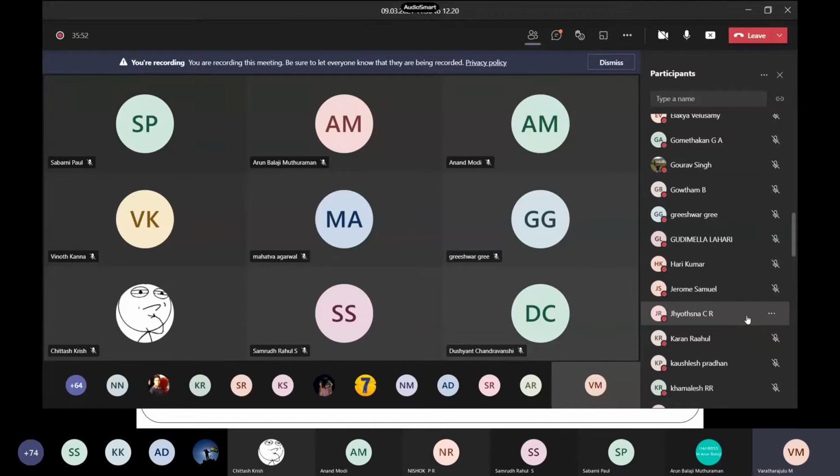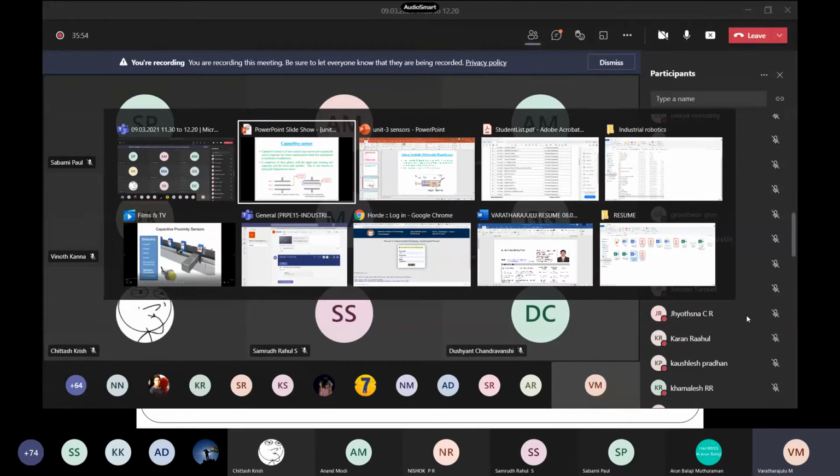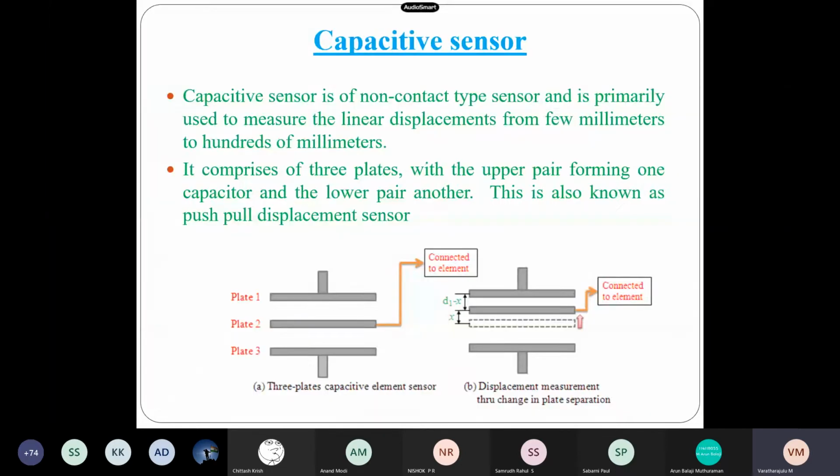And I think we'll come back to the capacitive sensors. This is the content. The capacitive sensors are usually used to identify liquids and dielectric materials, and it is a non-contact type of sensor, primarily used to measure linear displacement from a few millimeters to hundreds of millimeters, and it comprises three plates with the upper pair forming one capacitor.